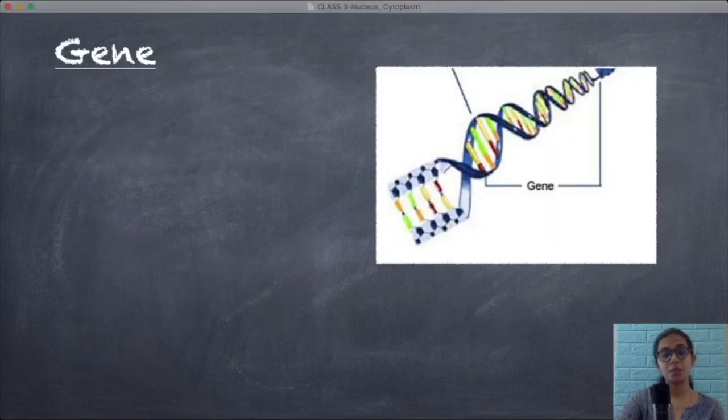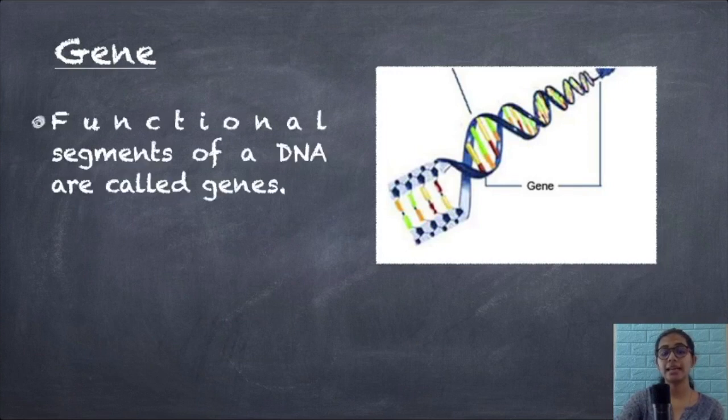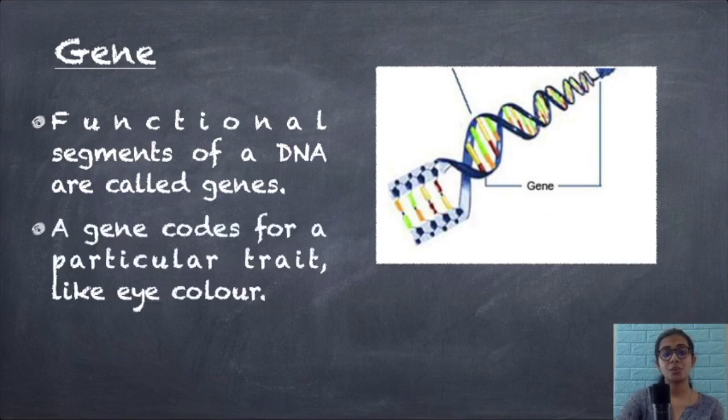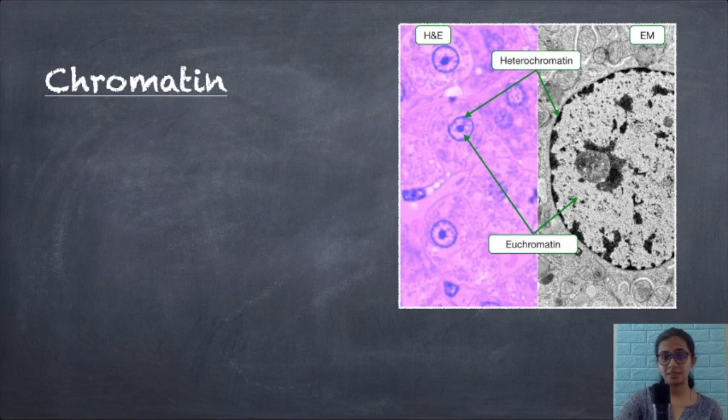Now gene, what is it? They are functional segments of a DNA. Not just any segment, but functional. They need to function. What is the function of the gene? To code for or to be responsible for a particular trait, a particular character. So a gene codes for a particular trait like eye color or hair color or the height of an individual, right?